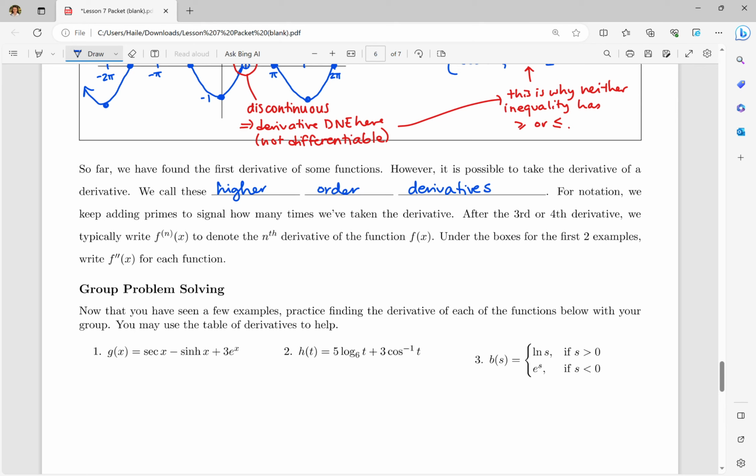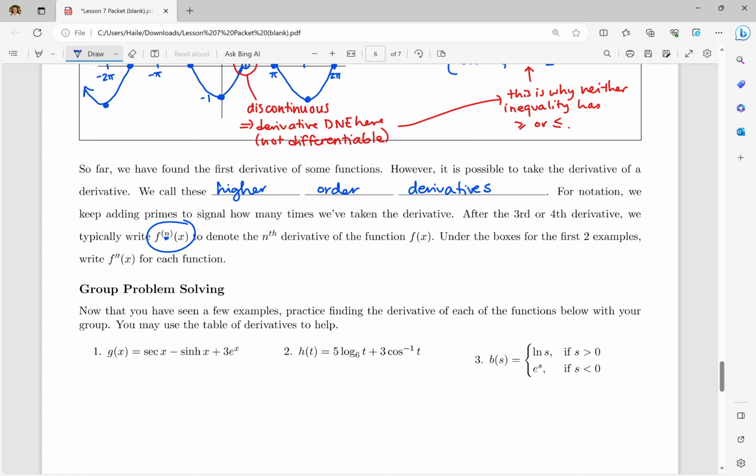And what we do for notation is we just keep adding primes to signal how many times we've taken the derivative. So remember, the first derivative we did f prime of x, so the second derivative would just be f double prime, or f triple prime for the third derivative. But after the third or fourth, we typically just write the number, as sort of like an exponent on f in parentheses, so that we know it's not an exponent, it's actually a differentiation indication.